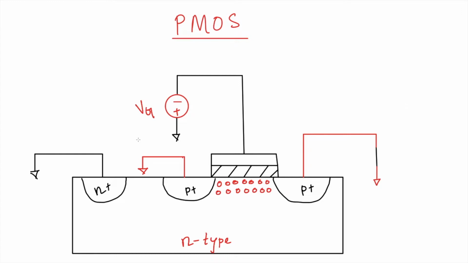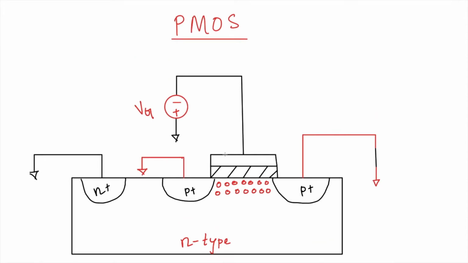So instead of that, if we want to use this PMOS and generate this negative voltage, this negative is relative. What it means is that this point is at a lower potential compared to all these three potentials.